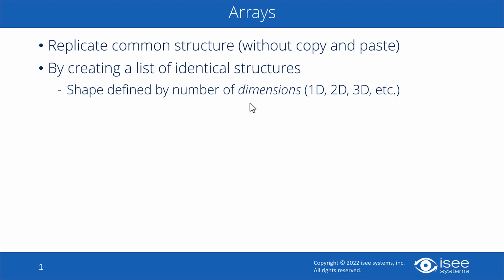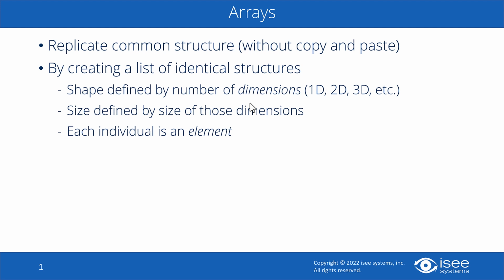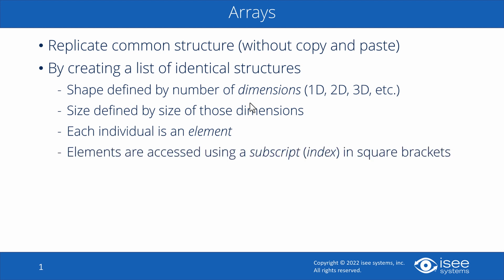The shape of that underlying model structure or variable is defined by the number of dimensions. It can be one-dimensional, two-dimensional, three-dimensional, and we have to define all of our dimensions, especially the size of them, and then which ones are applied to each variable. Each individual value in that array is called an element, and we access an element using its subscript, which is also called an index, and that's given in square brackets. And we can have separate equations for each element in the array, or we can apply the same equation to every element.